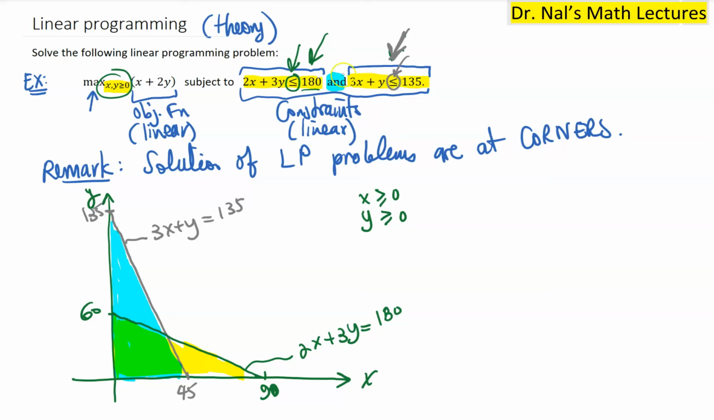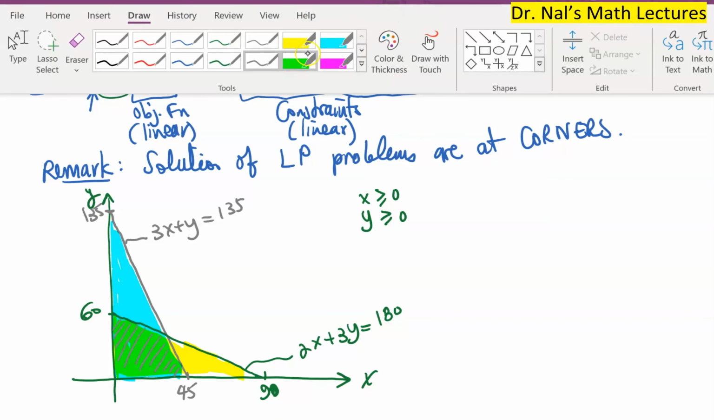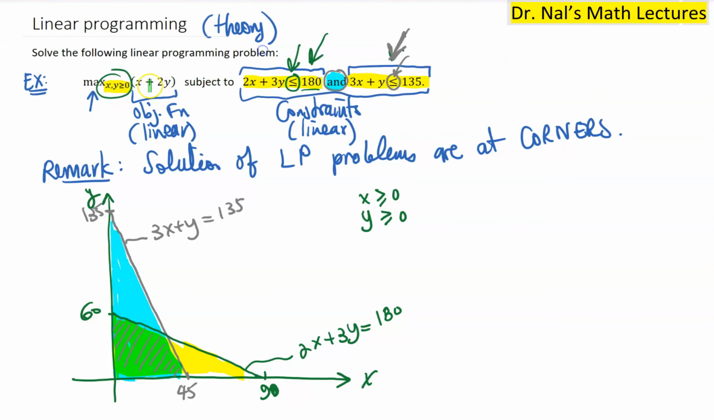All right, so because the conjunction here is "and," we want to have both conditions satisfied, and both conditions are satisfied in this region. So this is the area where both conditions are satisfied. Next, now it's time to draw in the objective function. Let's just go ahead and use green color.